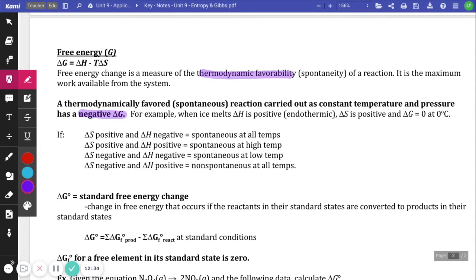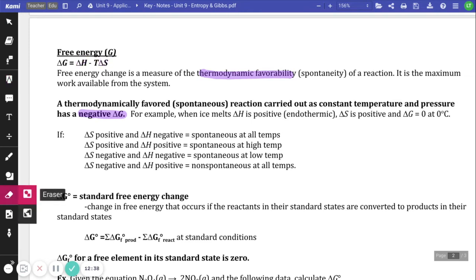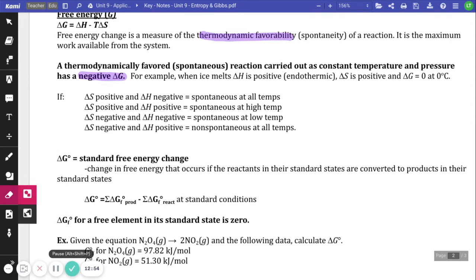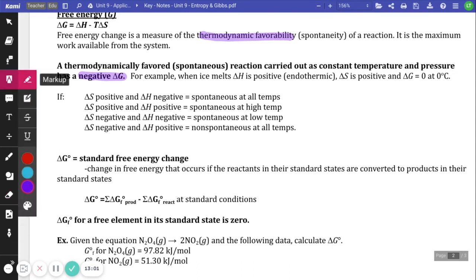Like I said, delta H is our enthalpy, delta S is our entropy that we just learned about, and T is our temperature. Because delta G needs to be negative, and it's related by the equation that delta G is equal to delta H minus the temperature times our entropy, there are a few things we know are true.